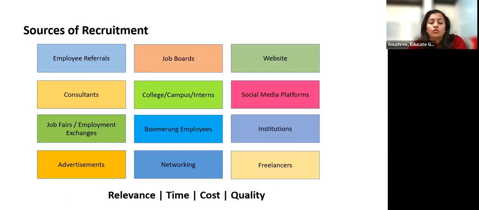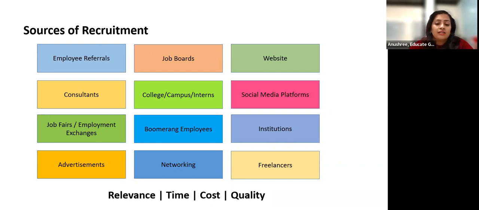Coming to the sources of recruitment, I'm sure all these sources are tapped somewhere, but I've put it over here to look at them, because the wider you spread your net, the better you'll be able to tap and pull in the right people for the role. So what are your sources of recruitment tapping for? Are you getting the relevant candidates from these sources?